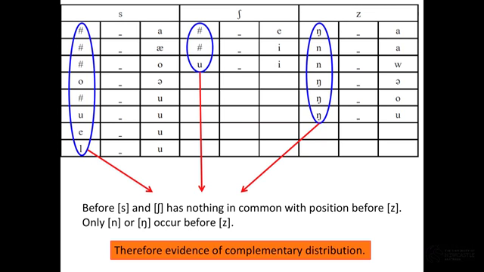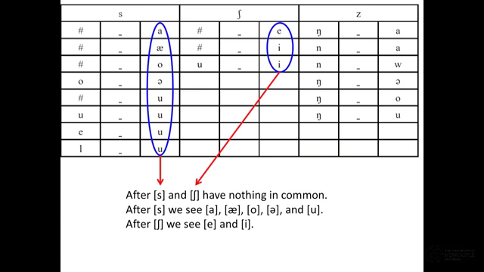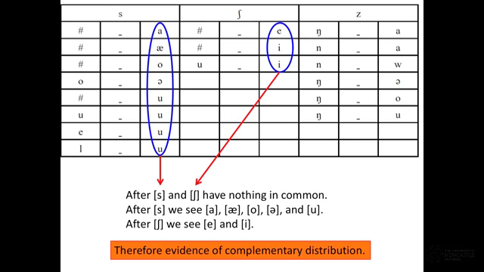We see that s and sh have nothing in common. After s, we get a, o, or u. After sh, we only see e or e. This is therefore evidence that s and sh are in complementary distribution. So we've established that the before environment is conditioning for z, but the after environment is conditioning for s and sh.